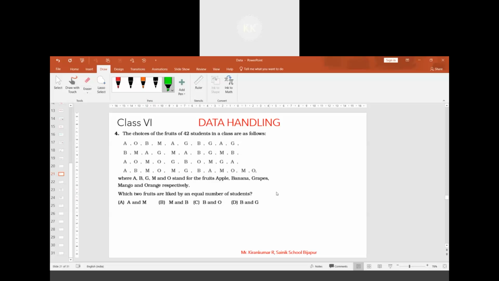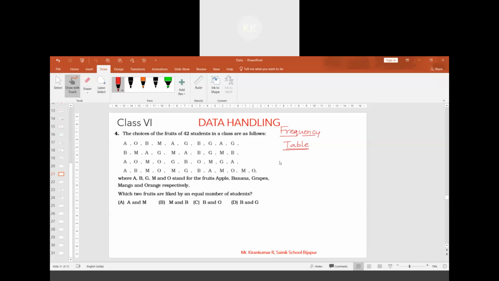So here I need to mention how many students like a particular type. So I will make a table. This table is called a frequency table. In the higher classes, you will use this word frequency table.